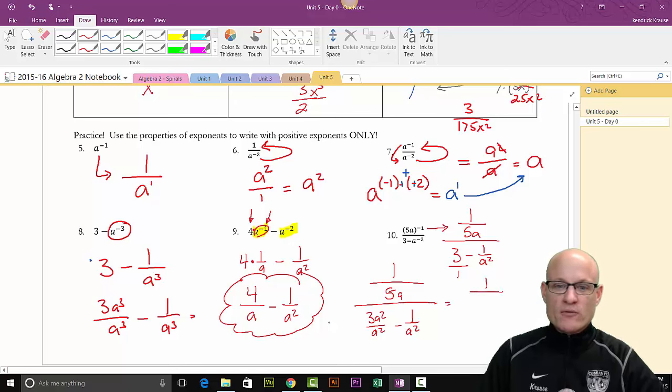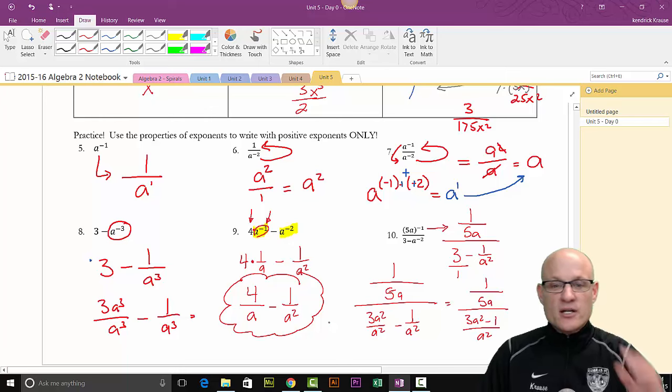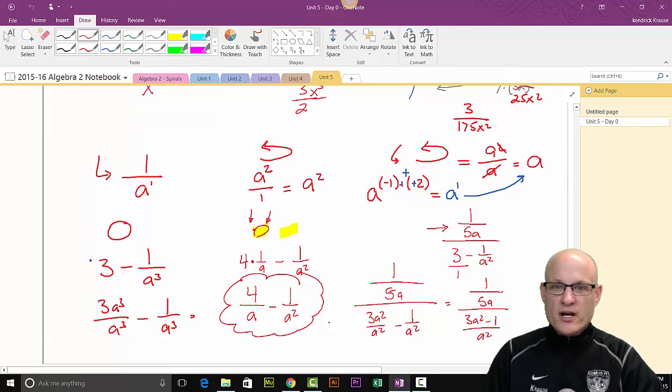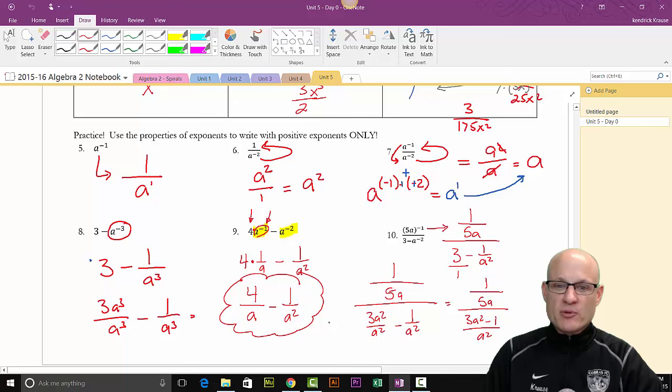So this becomes 1 over 5a all over 3a squared minus 1 all over a squared. So now we have a fraction divided by a fraction. Well, we're going to flip and multiply. We're going to take this and flip it and multiply it: a squared over 3a squared minus 1. So this a cancels with one of those a's, and it leaves me with a over 5 times 3a squared minus 1. That's just redunculous.